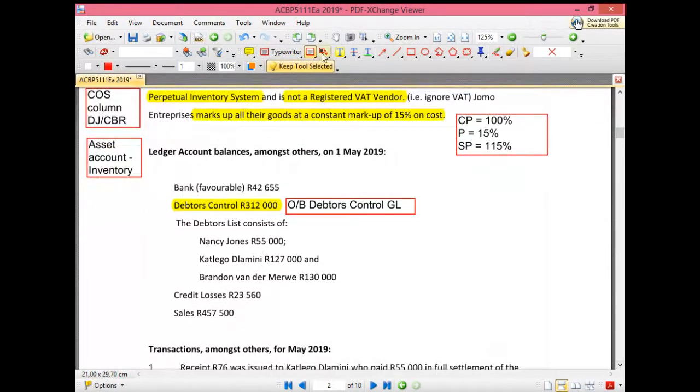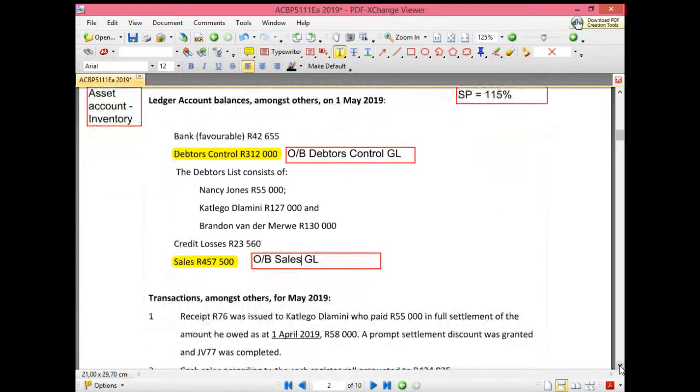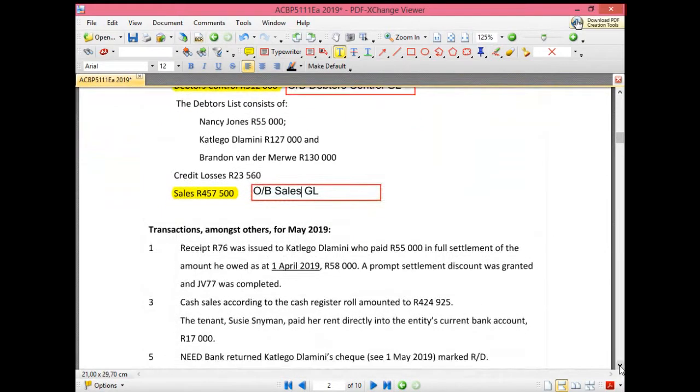Then they give you the sales amount, and this is also your opening balance for sales. I'm just going to change this. So this is a sales account. So you see from the information that you've been given, if you've already read what you are required to do, you can already plot out what information you need to capture. Now let's see the transactions.